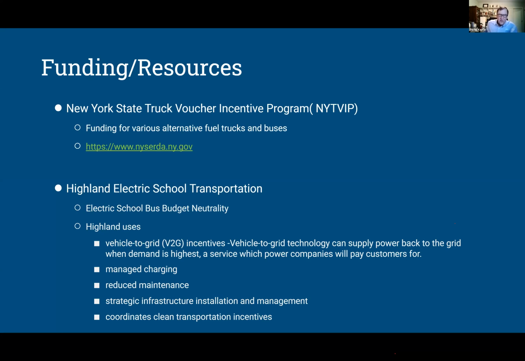And one of the things is to have vehicle to grid incentives. I'm not an expert in this, and I won't try to be one tonight, but vehicle to grid is really where you send power back to the grid or back to a building when demand is highest, and it helps you avoid some of the demand charges. As you get into this, you'll understand demand charges can be a real factor in terms of costs.